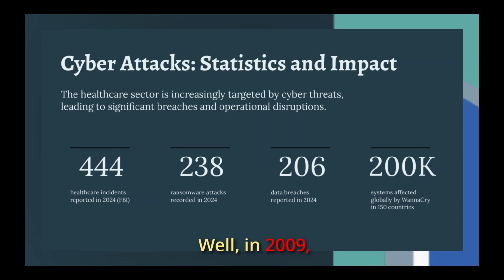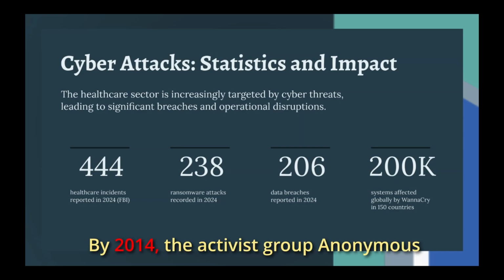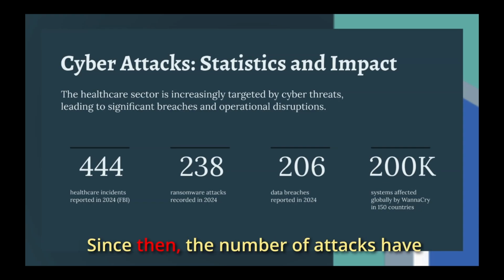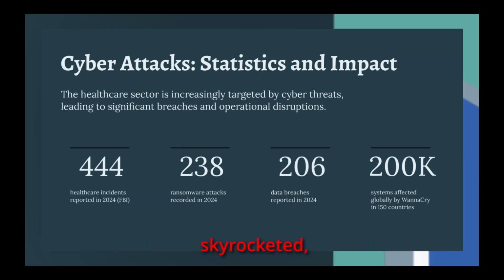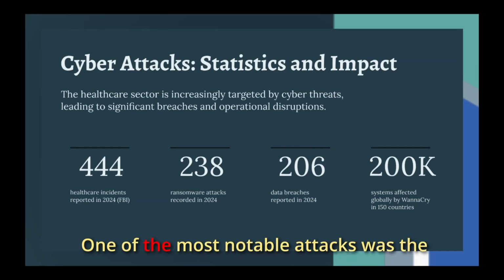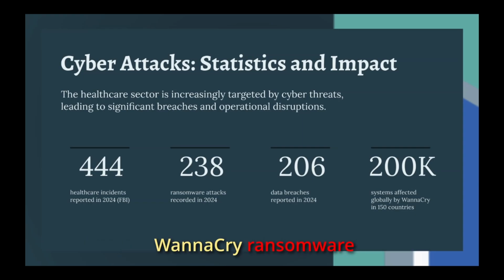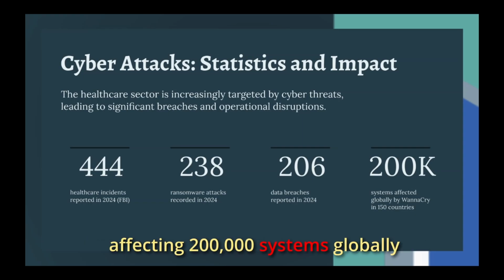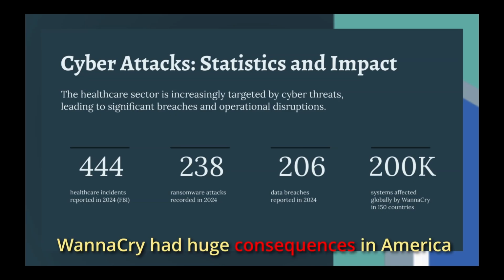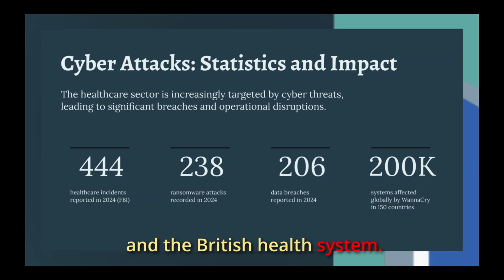When did cyber attacks really start being a problem for healthcare? Well, in 2009, with the passage of the HIPAA HITECH Act, hospitals now had monetary incentives to go digital. By 2014, the hacktivist group Anonymous launched a DDoS attack against Boston Children's. Since then, the number of attacks has skyrocketed, especially with the advent of phishing and ransomware. One of the most notable attacks was the WannaCry ransomware, affecting 200,000 systems globally in 150 countries. WannaCry had huge consequences in America and the British health system.